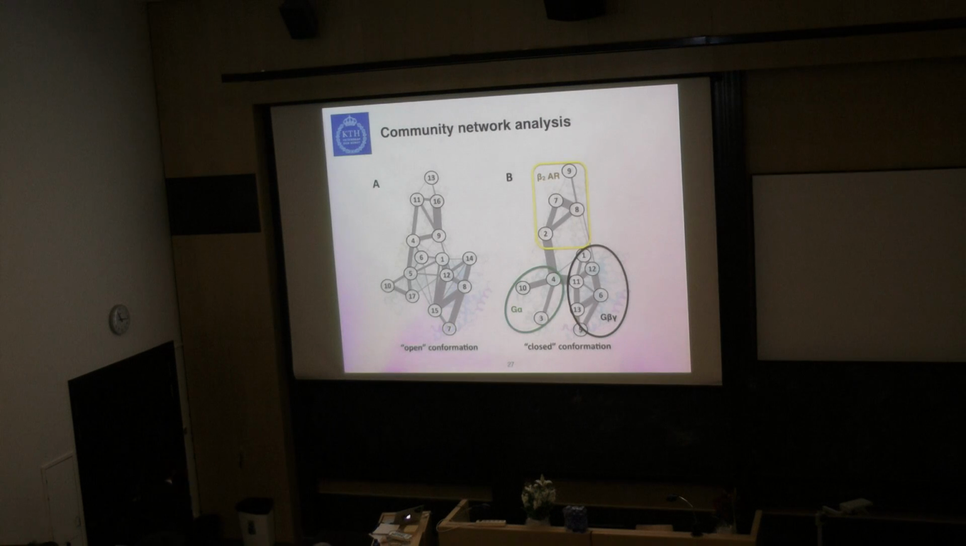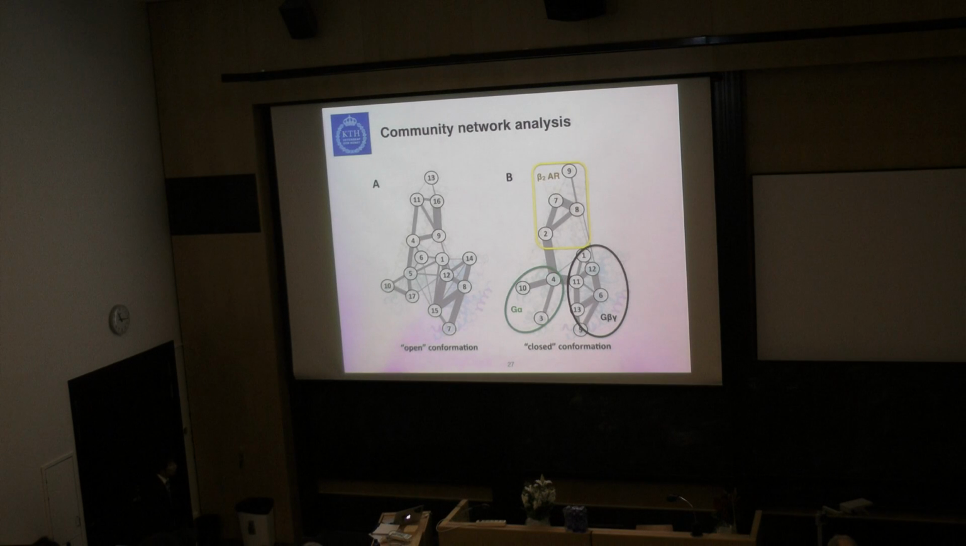Then we first carried out the community network analysis to study why the GS protein prefers to decouple from the GPCR in the closed conformation. In the community network analysis, the correlation of the atoms during the simulation can be used to divide the complex structure into communities. And the lines between the communities can be used to describe the strengths of the information flow between the communities.